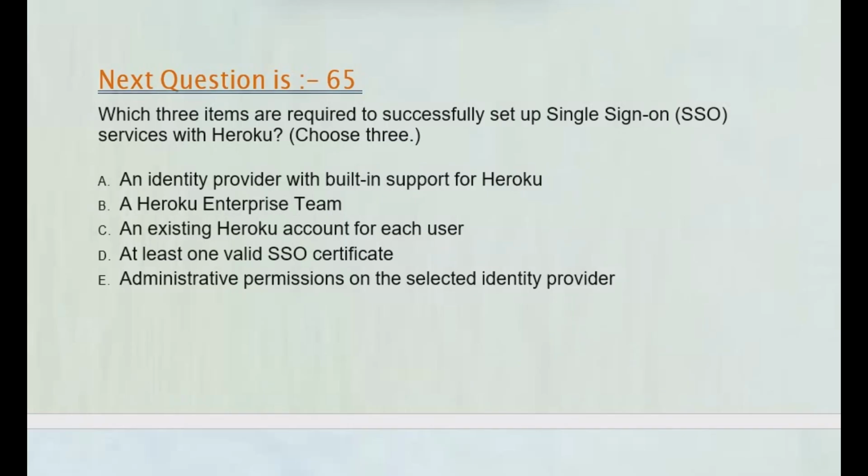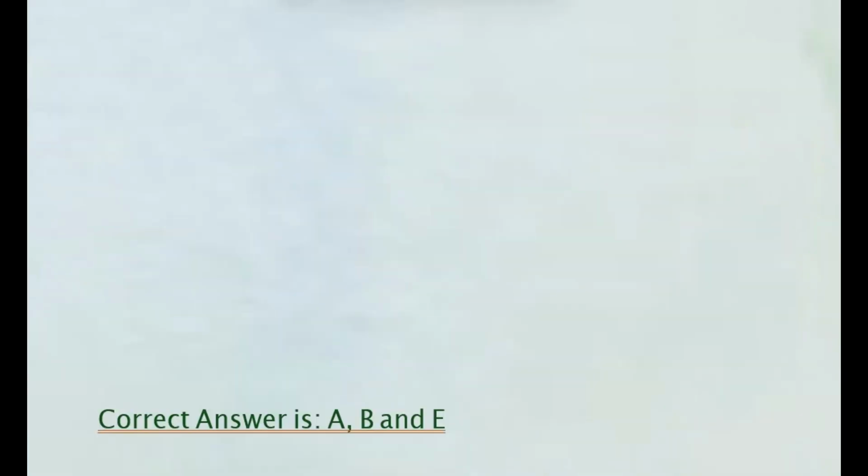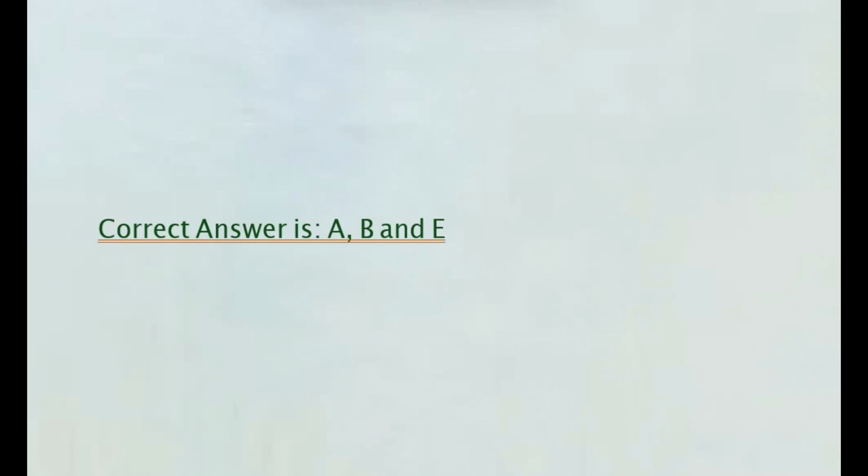Question is which three items are required to successfully set up single sign-on SSO services with Heroku? Option A, an identity provider with built-in support for Heroku. Option B, a Heroku enterprise team. Option C, an existing Heroku account for each user. Option D, at least one valid SSO certificate. Option E, administrative permissions on the selected identity provider. Correct answer is option A, B, and option E.